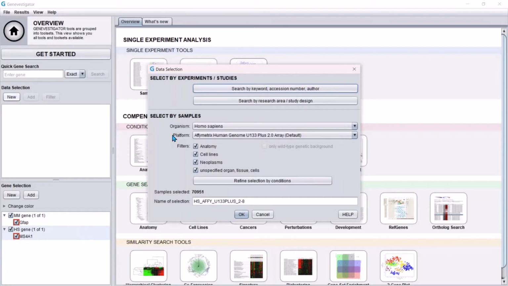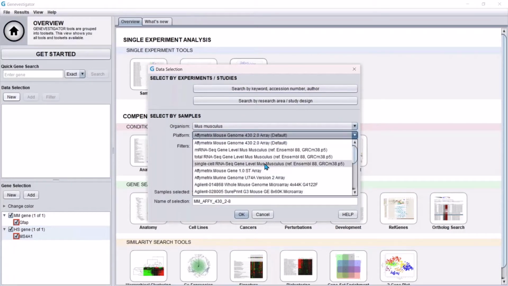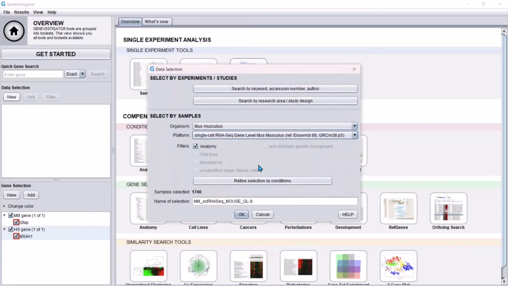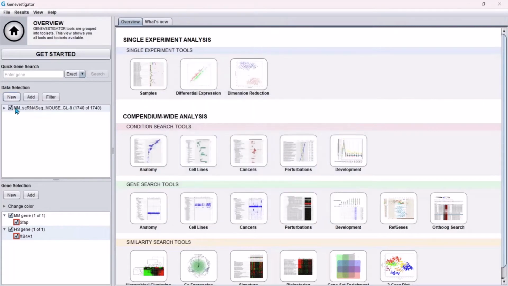resolution. SmartSeq libraries with high sequencing depth but a few thousand cells per study on average are featured as one sample equivalent to one cell. The first test dataset is available on the single-cell level and can be found under the organism mouse and the platform Singlecell RNASeq and can be loaded as follows.